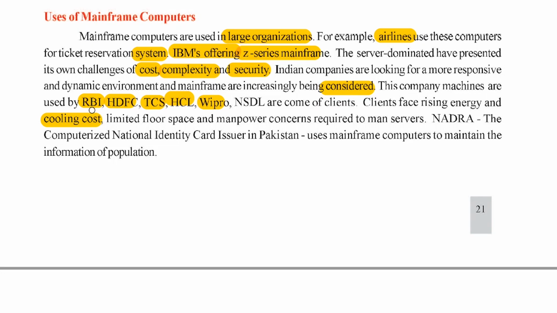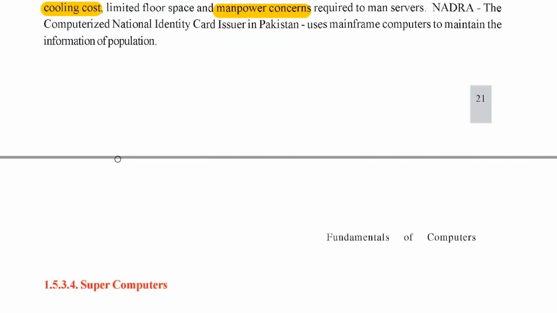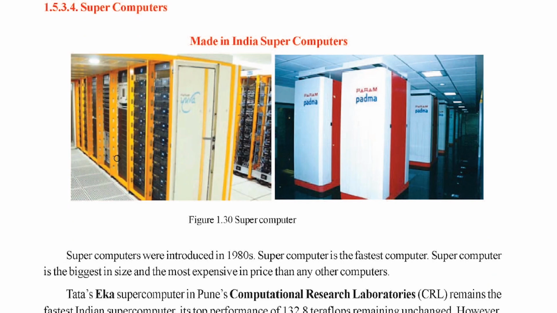comparatively very low compared to human resources. Floor space is also limited, so you do not need big buildings to keep people, and the floor space and manpower concerns are all reduced now. That is because of mainframe computers, and Pakistan uses them for its national identity card. And also one more: we have supercomputers.